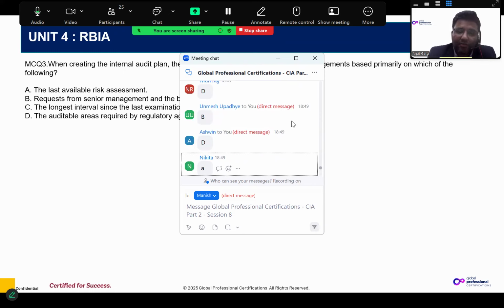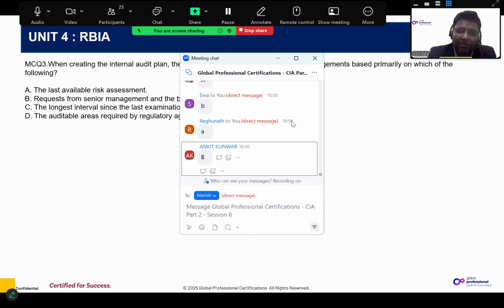So a lot of you are saying it's A, B, and D, almost all. Barka is also saying it's D. Shakti is saying it's B. Manali is saying it's B. Yash is saying it's A. Pretty much all over the place. A lot of you are saying it's A, a lot of you are saying it's B, a lot of you are saying it's D.